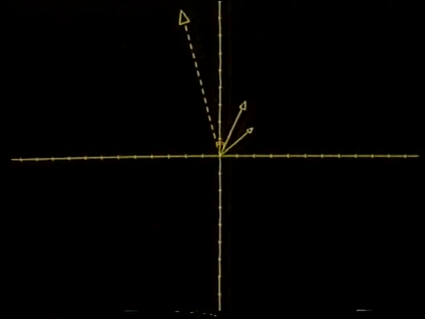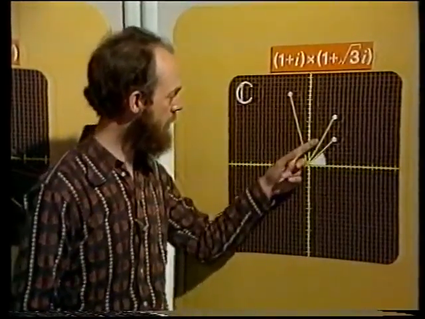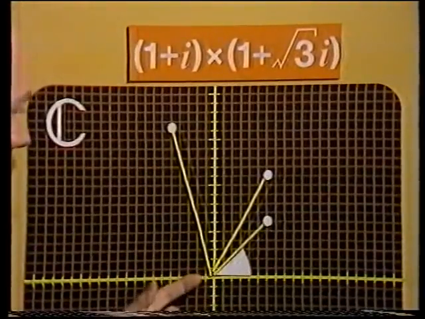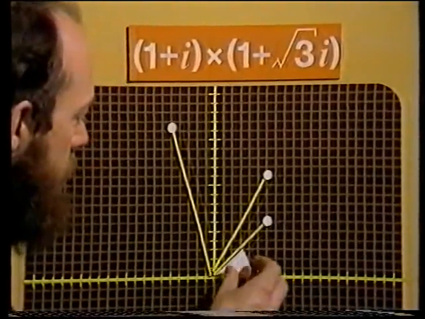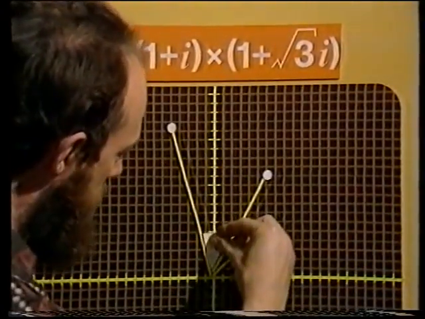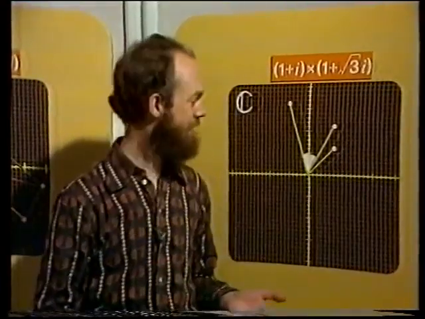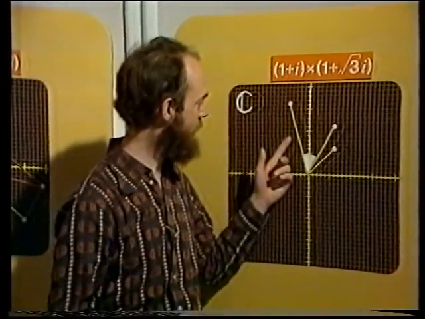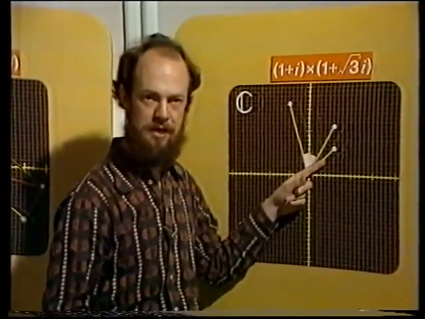To get the angle of the product, we add the angles. Let's look at that again. To multiply these two complex numbers together, we just add the angles. To multiply the one at the top by the one at the bottom, I add the angle at the bottom to the one at the top. Just do that, and we get the angle of the answer. But what about the lengths? Well, to get the lengths, it's easy to see. You can check after the program. This length is just this length times this length.